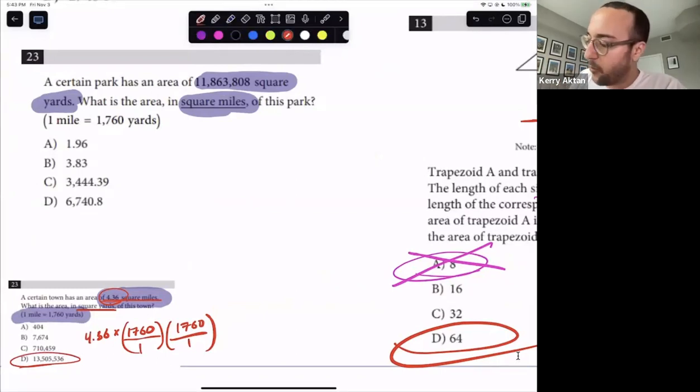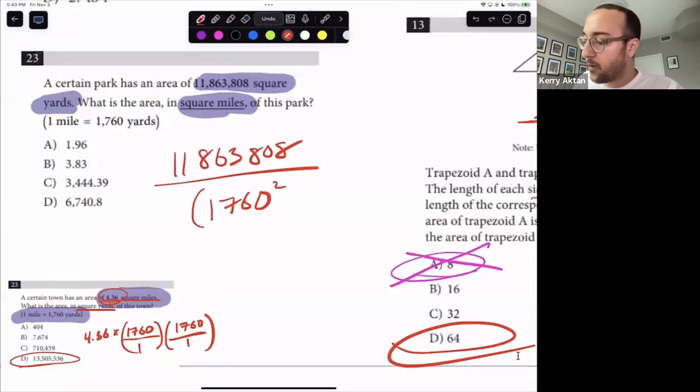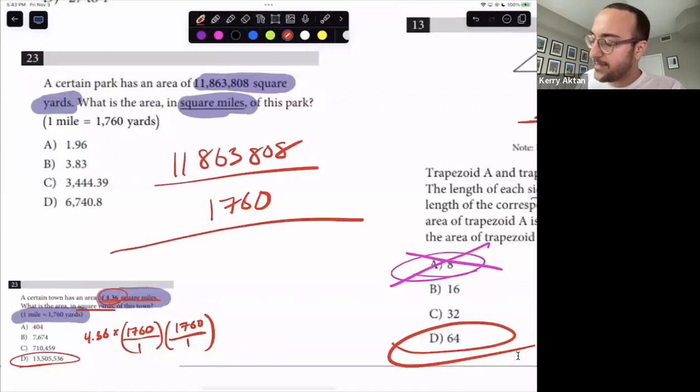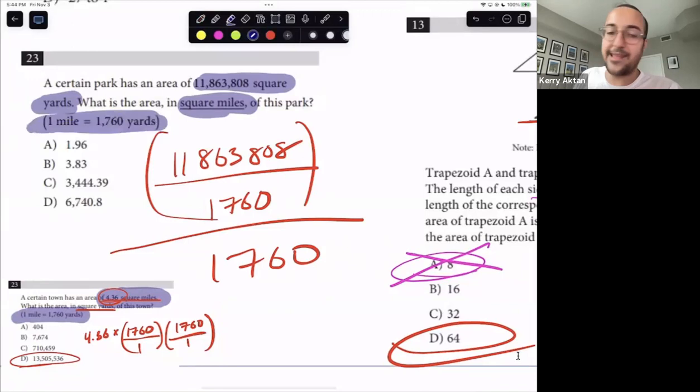Now, what's my point? Well, I would do 11,863,808 divided by 1760. And you could square that, to be honest. That's kind of the smartest way to do that. Or if you're not confident with it, just do it once, and then get that answer and divide that by 1760 again. Why? Because you need to apply that conversion in the X and the Y, in the length and the width to get into square miles.